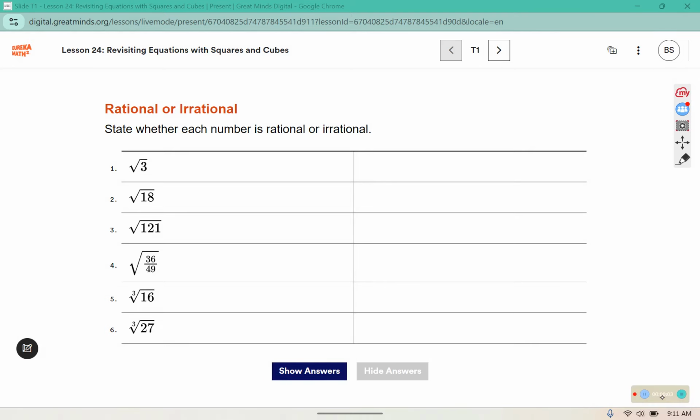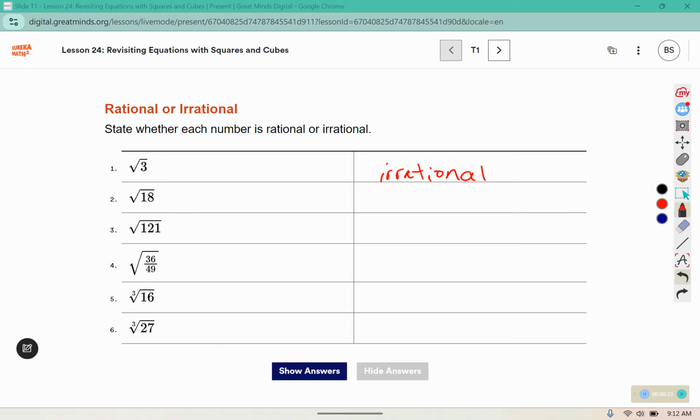In this warm-up, you're going to state whether they are rational or irrational. You do not have to evaluate them. The square root of 3. 1 squared is 1 and 2 squared is 4. So since 3 is between 1 and 4, this is irrational. It does not have a perfect square answer or an integer answer.